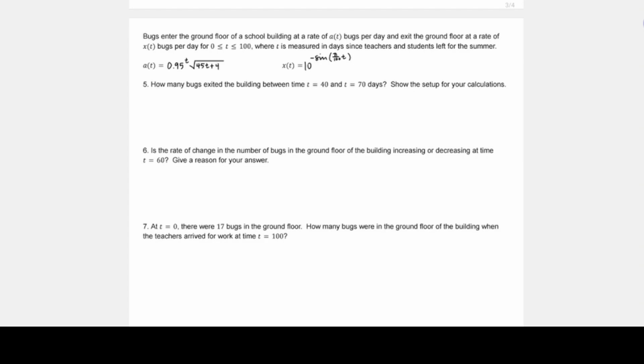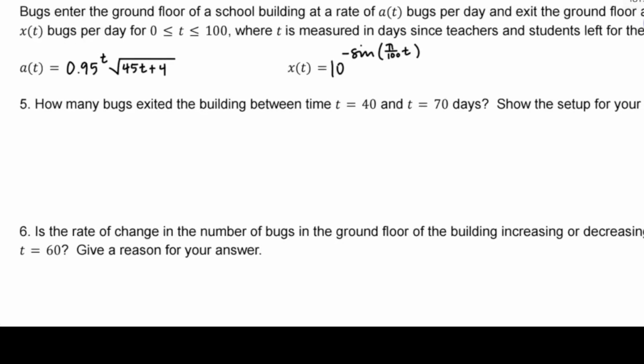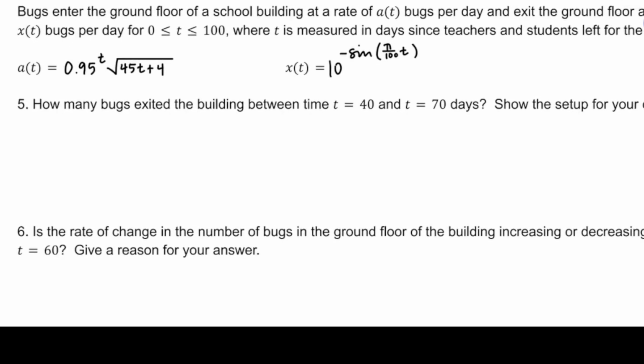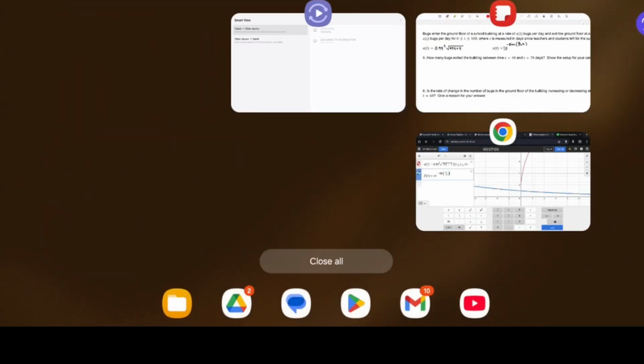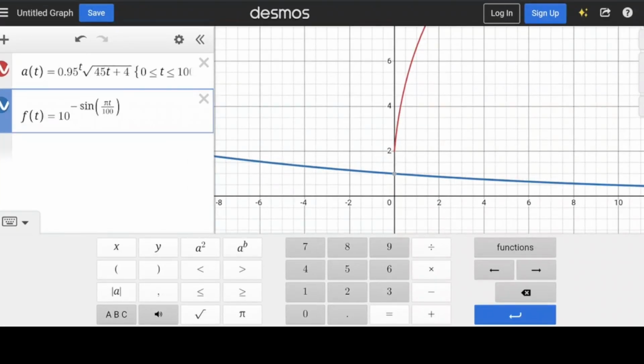All right, so for the backside, we've got bugs entering the ground floor of a school building at a rate of a of t, exiting at a rate of x of t. Zoom in on that, so in case you didn't have that information already copied down, you can get that. If you're going to use these functions on more than one part, you need to just store them as is in Desmos. So we go over here and we add that in.